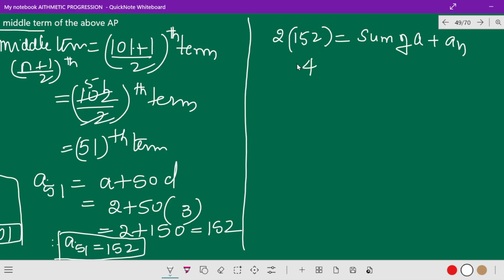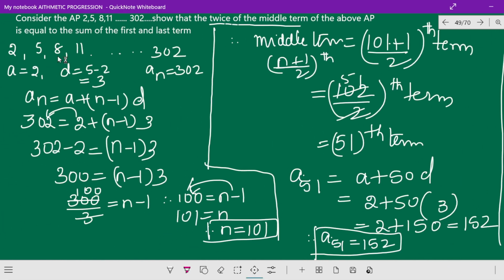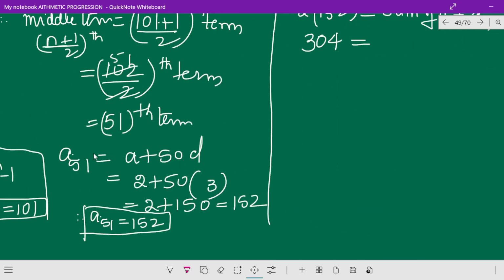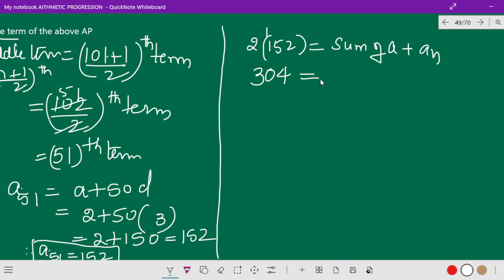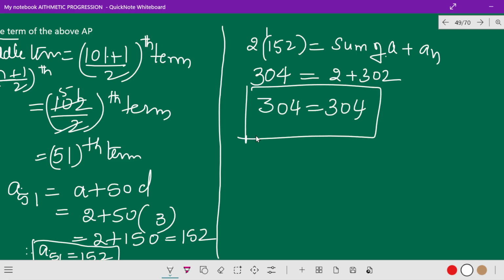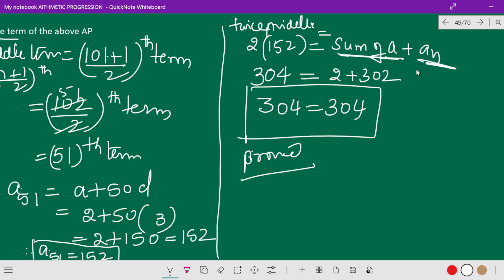First we'll multiply: 2 times 152, 2 2s are 4, 5 2s are 10, 2 1s are 2, so 304. Sum of first term and last term: what is our first term? First term A is 2, last term is 302. So we got 304 is equal to 304. Hence we have proved that twice the middle term is equal to the sum of the first term and the last term.